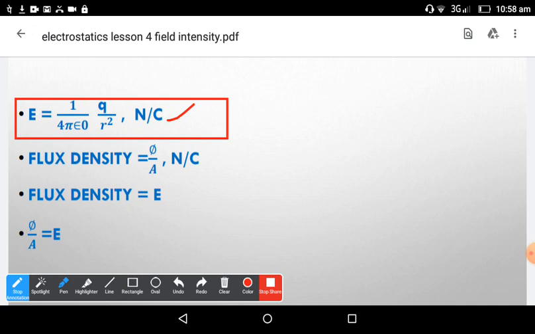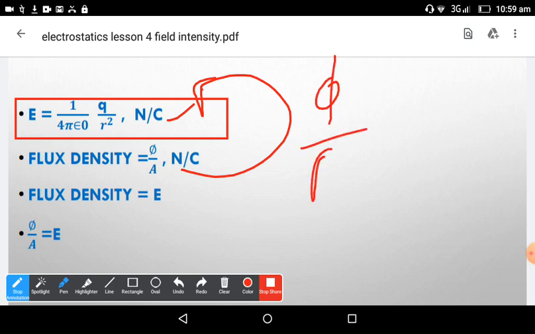Flux density also has the same units, Weber per square meter, and E and flux density both have equal numerical values. So both are equal to each other. Flux density, phi by A, equals E. This is what I have written here: phi by A equals E. Intensity of electric field equals flux density.